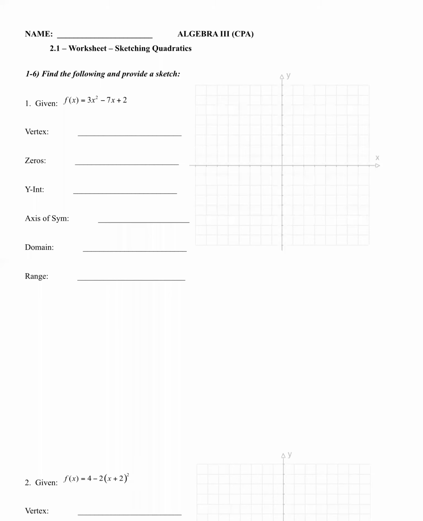Okay, so we're going to go over number 1. And let's see. So we have a quadratic here in standard form. So remember, to find the vertex, if it's in standard form, we're going to do negative b over 2a.